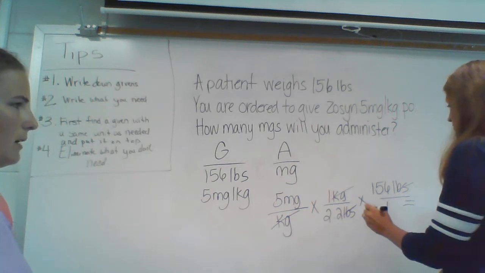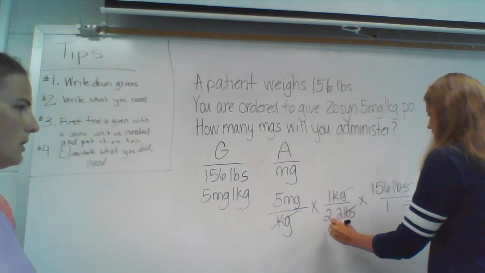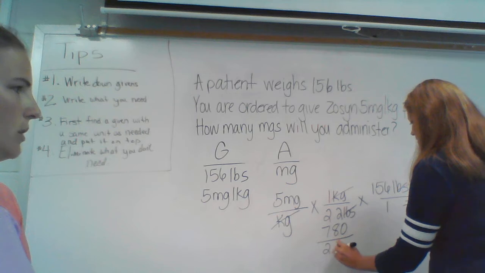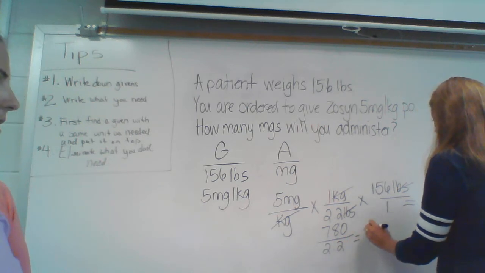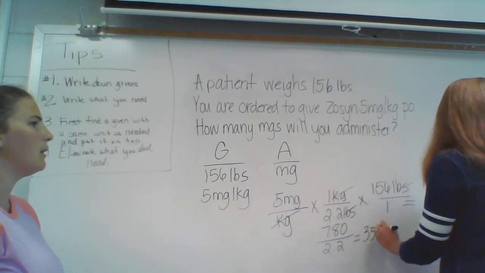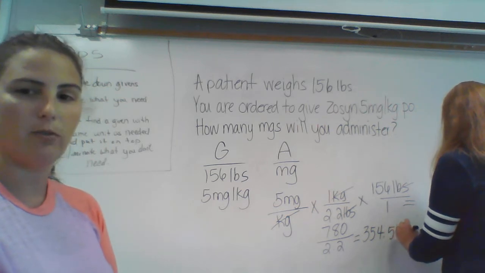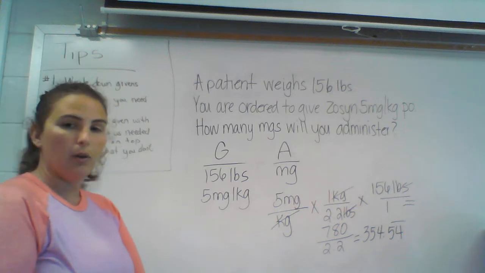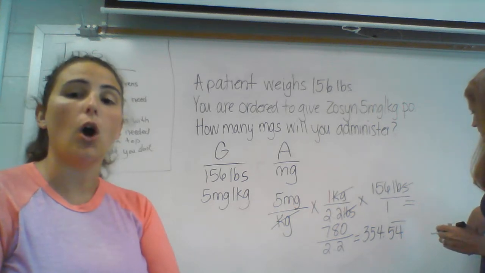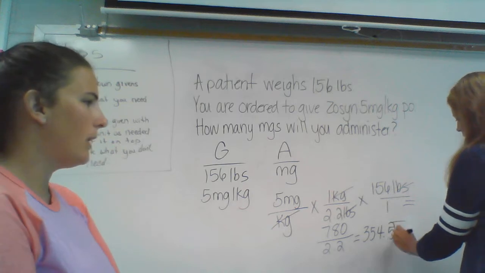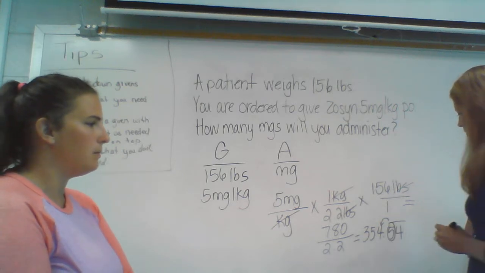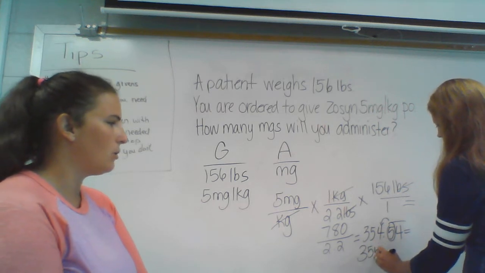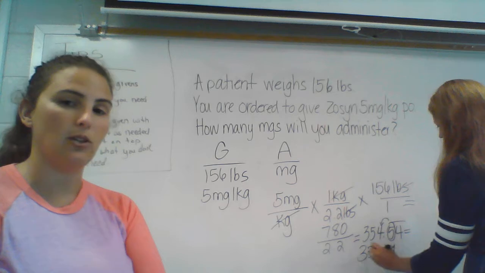5 milligrams times 156 pounds is going to come out to be about 780. And then we have 2.2 times 1, so that's 2.2. And 780 divided by 2.2 comes out to be about 354.545454 forever and ever. So in this equation, we were going to ask that you round to the whole number. So if you were to round to the whole number, 5 would go up to the next mark, so that would be 355. So you would administer 355 milligrams to the patient.